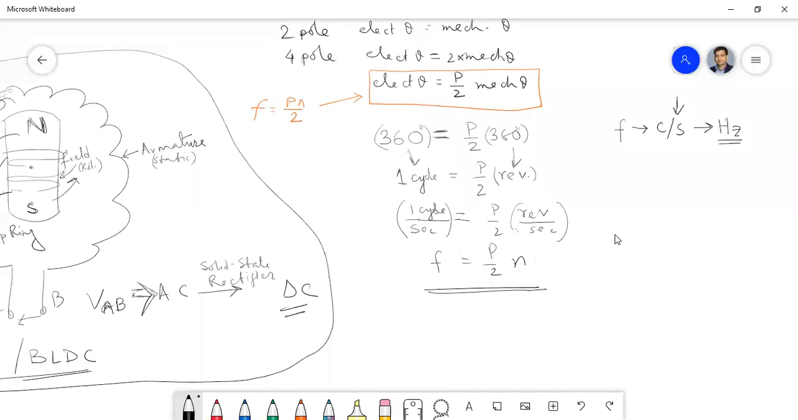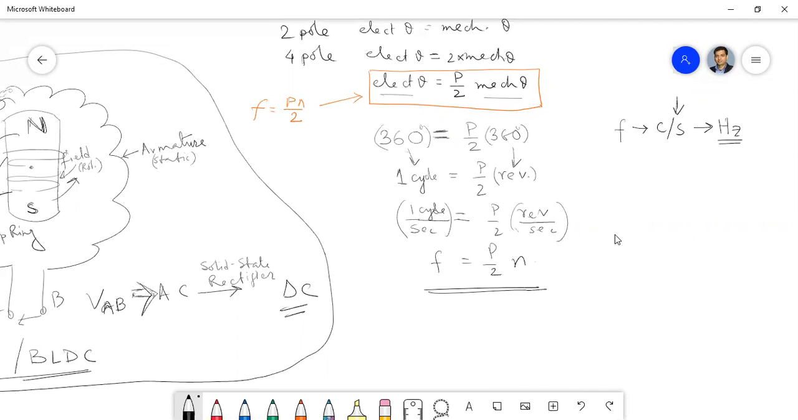Is it more clear than before, my audio, my voice? Yes, now it's okay. Okay, so have you understood this point which I discussed just now, how we are getting the frequency equals P/2 into revolution per second, RPS? Have you understood this point? Yes, sir. In the last class we discussed this. The electrical angle equals P/2 into mechanical angle. And if the electrical angle is 360 degrees, it equals P/2 into 360 mechanical.